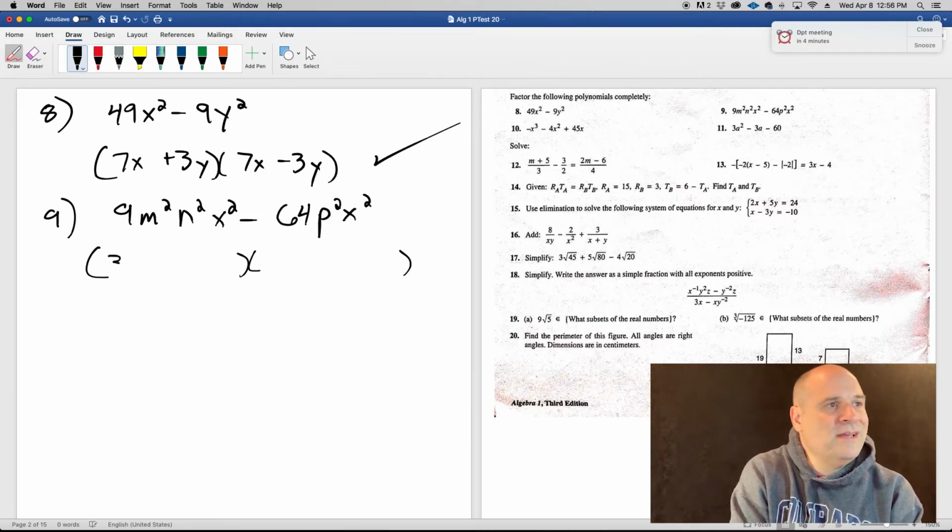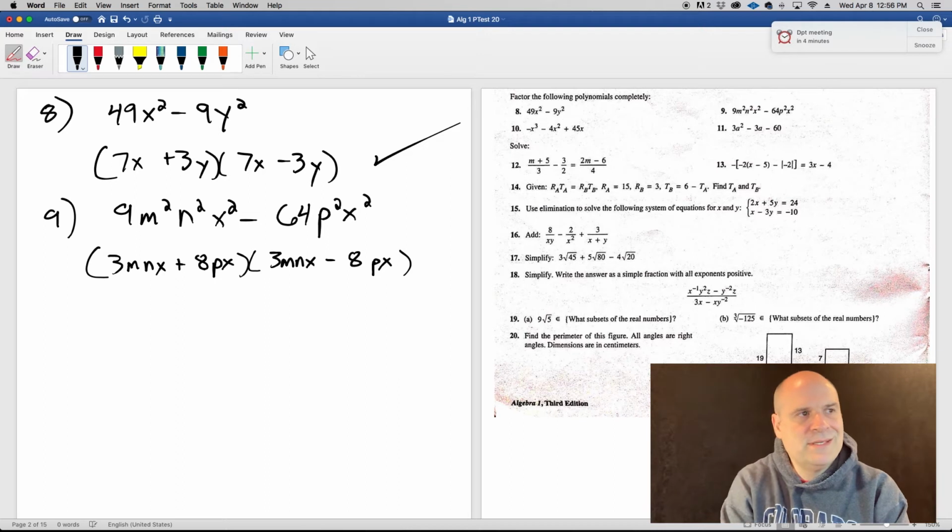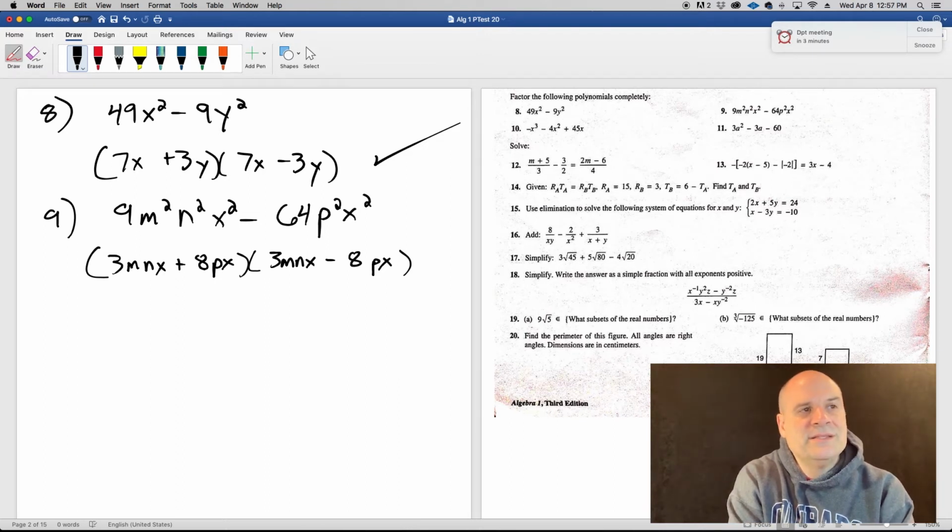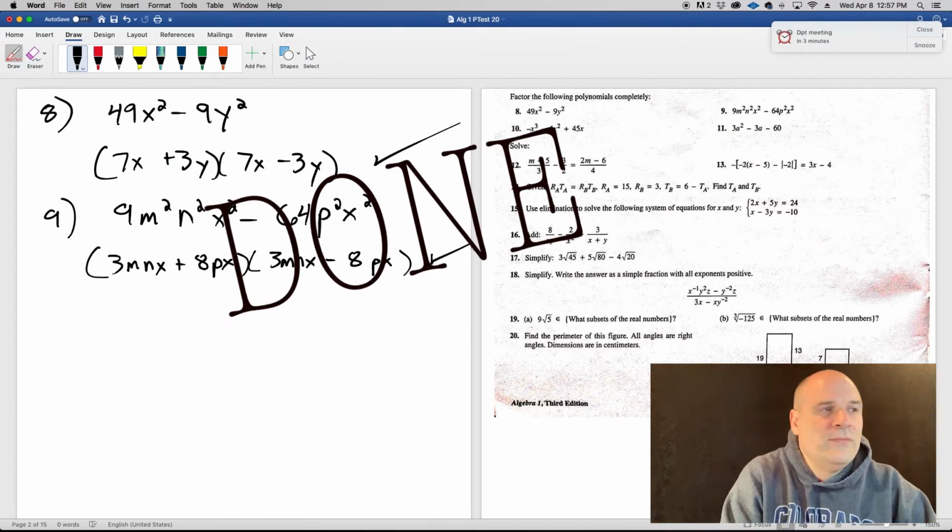So 3mnx plus 8px times 3mnx minus 8px. Okay, so see how this is the square root of 9m squared n squared x squared, and this is the square root of 64p squared x squared. That's it. Boom, done, done. Number 10.